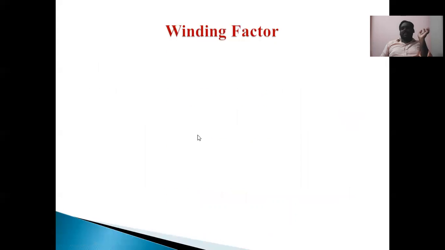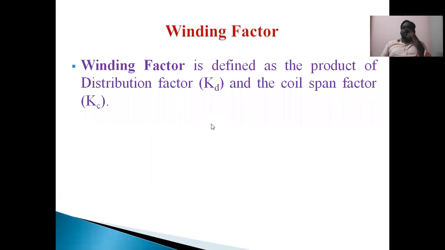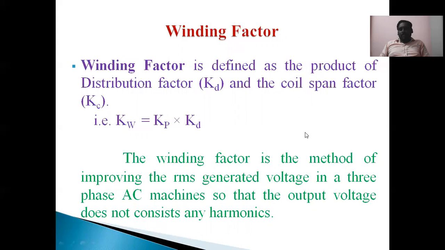Next, the winding factor. The winding factor is the product of the pitch factor and the distribution factor, that is Kw is equal to Kp into Kd. By using these two, the RMS voltage can be improved, but the voltage profile, the net average voltage, can be reduced. The winding factor is the method of improving the RMS generated voltage in a three-phase AC machine so that the output voltage does not contain any harmonics.